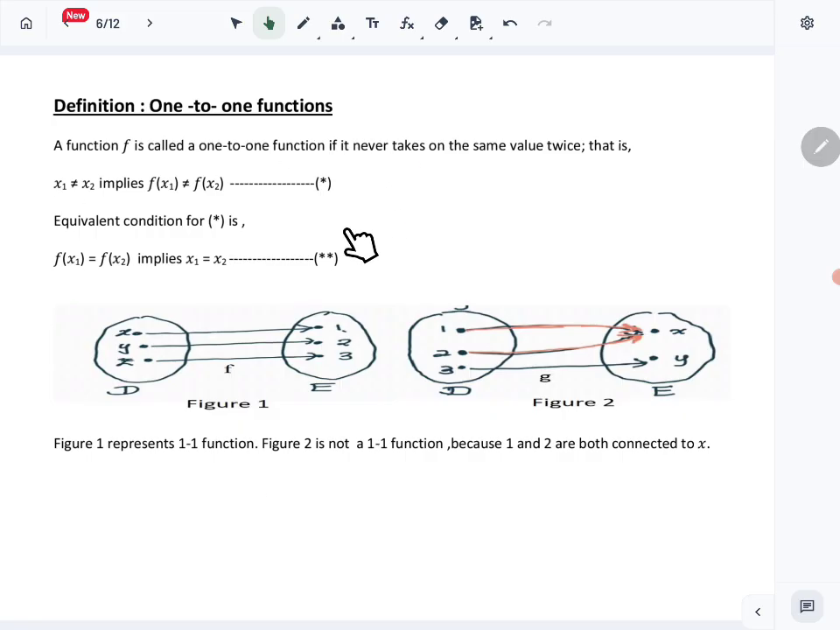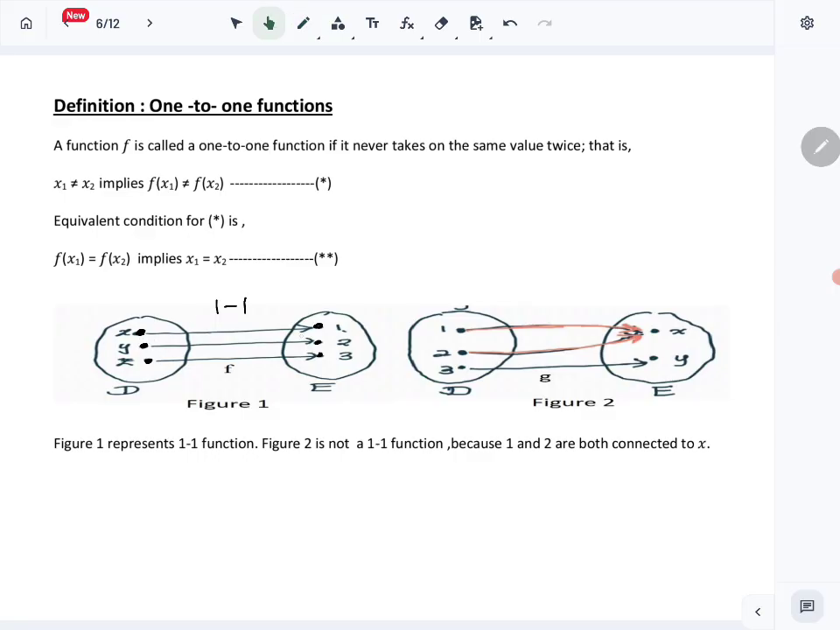That is one condition. An equivalent condition is, if you take two function values to be equal, f of x1 equal to f of x2, that implies x1 has to be x2. Right. So what does this mean? It's easy to explain through these set figures, right? So look at this relationship. This is a one-to-one relation. So each element is connected to a single value, right?